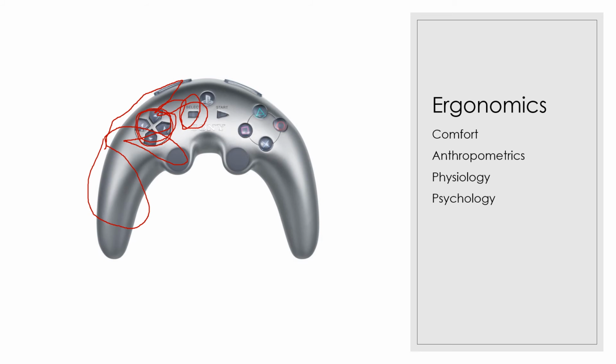And then the last one is psychology, and that is how a product makes you think. Now, again, using this controller as an example, if you think just with the image, is it clear where the buttons are and what buttons are used for what?